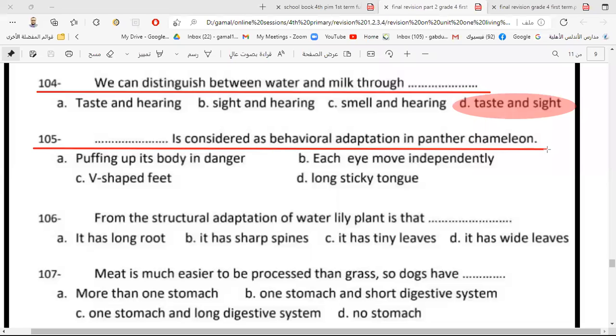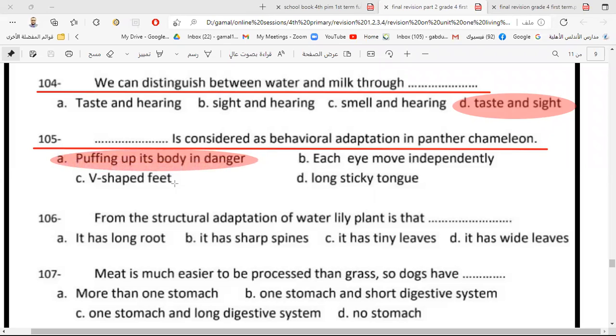Which is considered a behavioral adaptation? Panther chameleon: puffing up its body in danger, each eye moves independently, V-shaped feet, long sticky tongue. Puffing up its body in danger. Yeah. You are excellent, my son.